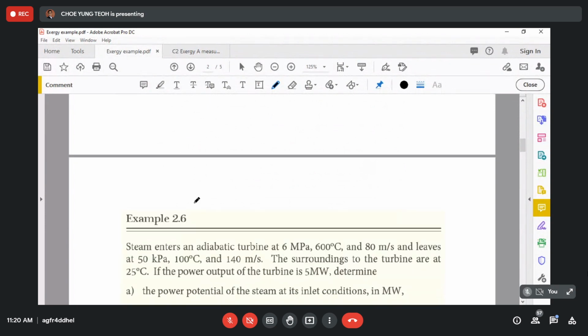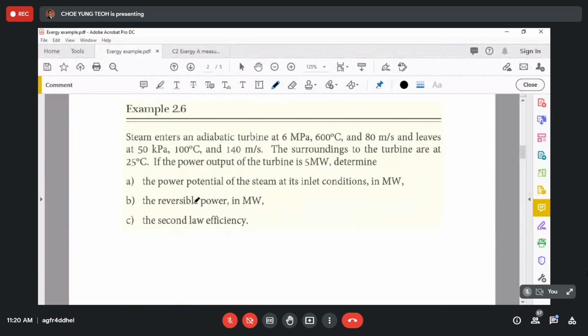After this example, I think we can continue with the past year question. Maybe you can complete this in 1 hour. This is example 2.6, steam. Steam is not an ideal gas, so for this case we are not able to use the ideal gas law anymore, but we have to refer to the steam table.